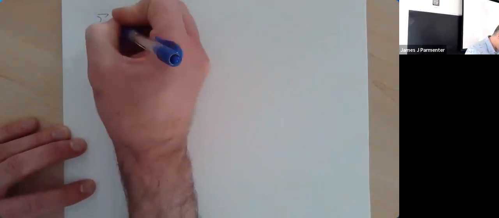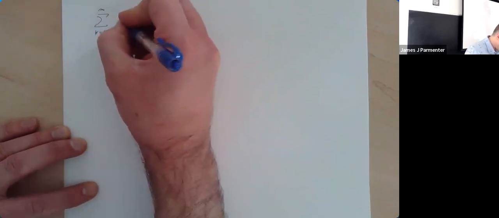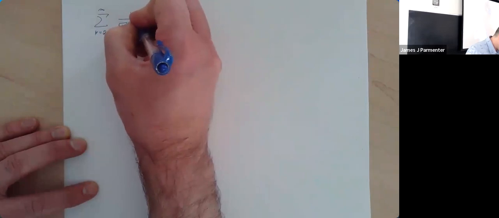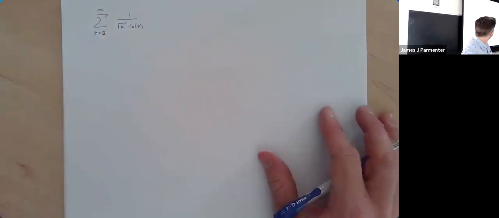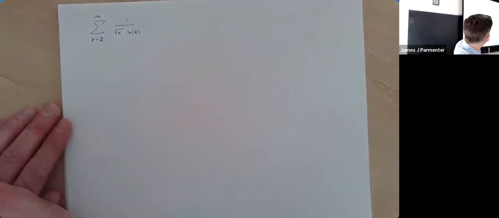Let's look at the sum from k equals 2 to infinity of 1 over the square root of k times the natural log of k. Oof. All right, and I really don't actually know what this is going to do.